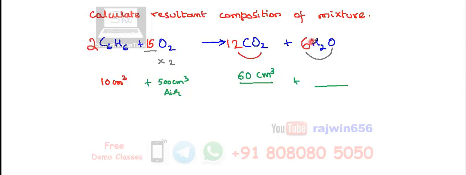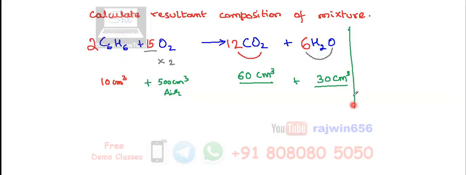Same way 2 is becoming 6 for H2O. Okay. It is 3 times, so 30 cm³ of steam will be there, H2O. I'm going to write steam, not water. Now what about this air and oxygen? Okay. Now this ratio is 2:15. So how much oxygen is going to get used up? I'm using the term used up. This is what I'm going to find.